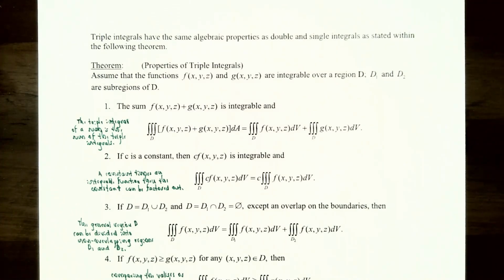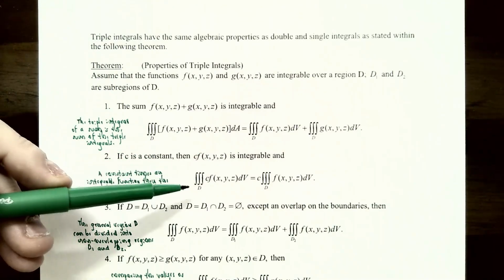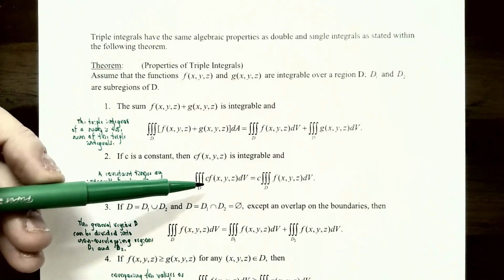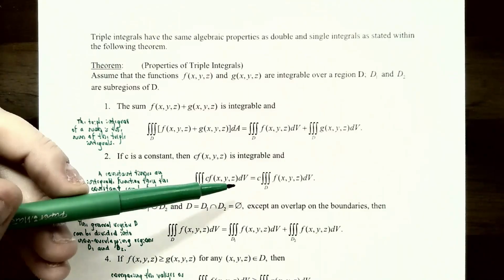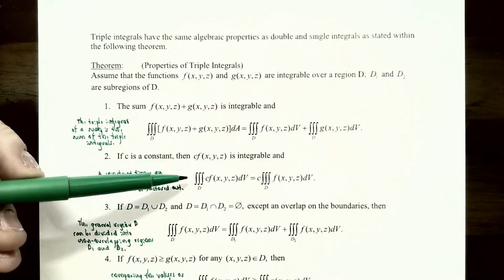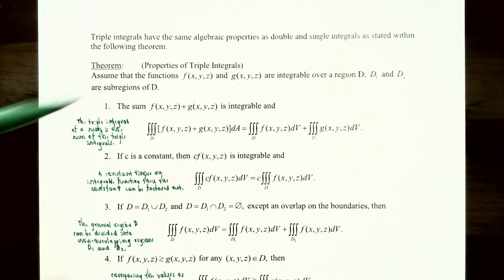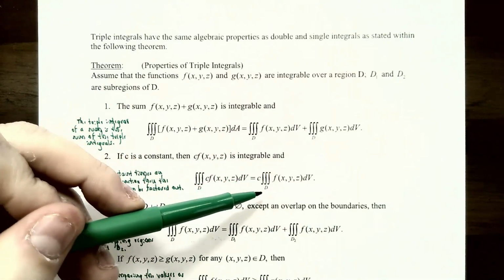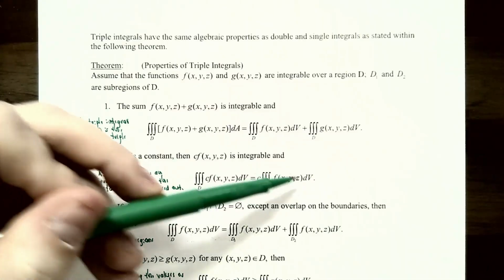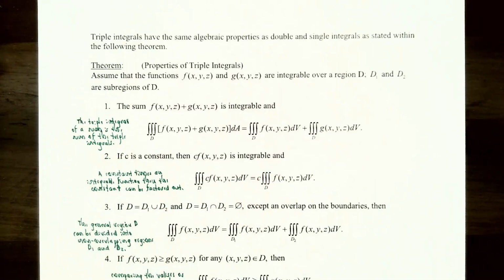Property number 2. If c is representing a constant, then c times the function f of x, y, z is also integrable, and the property states that the triple integral over the general region D of the function c times f with respect to v, you can take the constant outside the triple integral and then find the value of the triple integral of just the function f. So the triple integral of the function f over the general region D, you can find out the value and then multiply your answer by c, the constant.